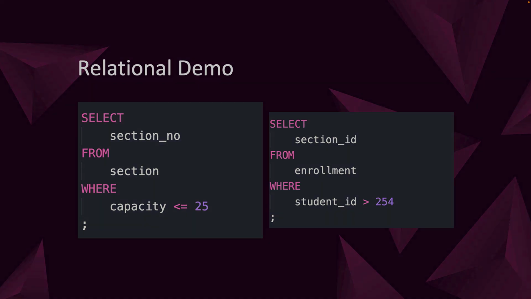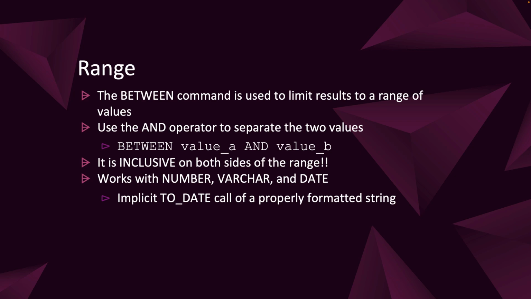Okay, cool. If I want to get a range of values, I'm going to use the between command with an and operator. So I use between and then two different values, this and that, to compare that. And so the and operator separates those two values. It's inclusive on both sides of that range. So that's a big thing you need to know, that the value itself is inclusive. It can work with number, varchar, and date. And again, if you're using a date value, make sure you have an explicitly properly formatted string, because it does do an implicit toDate call on that. But again, if you're ever working with date values, you should use the proper date extraction operations, because it makes life so much happier. Trust me on this.